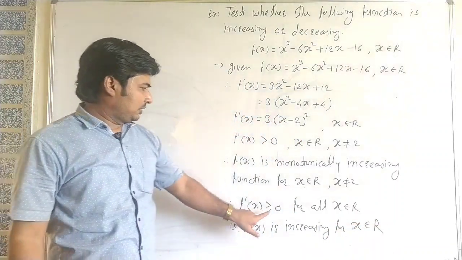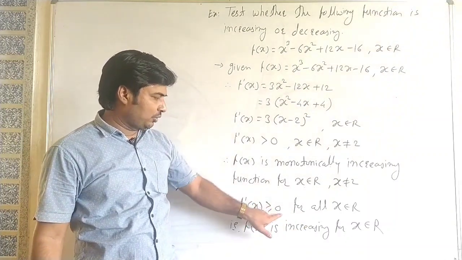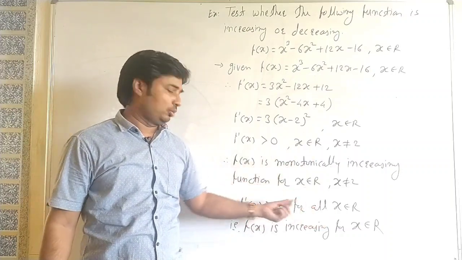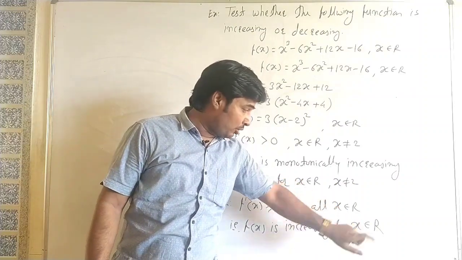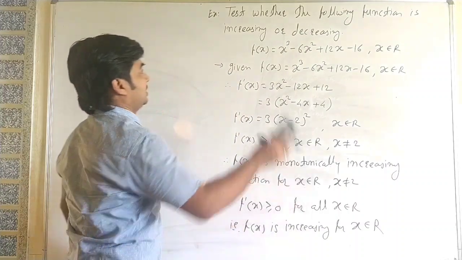Here, when x is equal to 2, then f dash of x equals 0, and when x is not equal to 2, it is greater than 0. Therefore, f of x is an increasing function for all x belonging to the real numbers. Okay, now we see the next example.